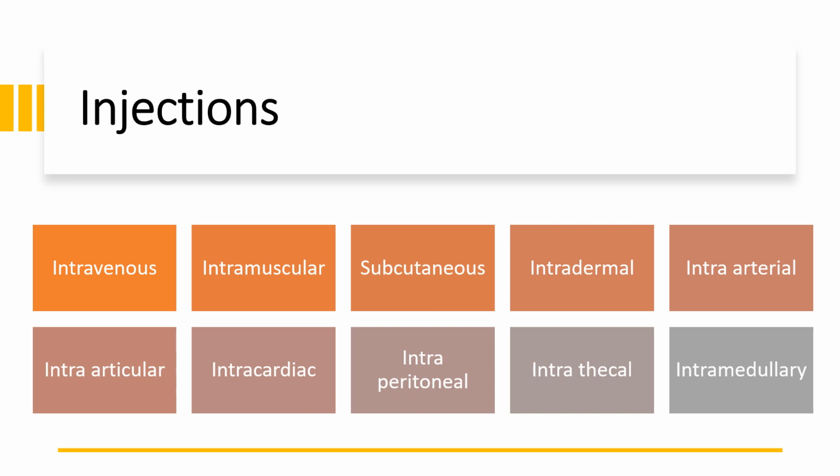So the first type of parenteral route includes injections, and these are the types of injections that can be administered that include intravenous into the vein, intramuscular, subcutaneous, intradermal, intraarterial, intraarticular, that means into the joint, intracardiac, intraperitoneal, into the peritoneal cavity, intrathecal, and intramedullary.